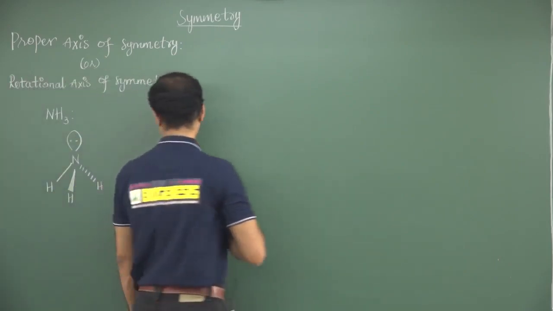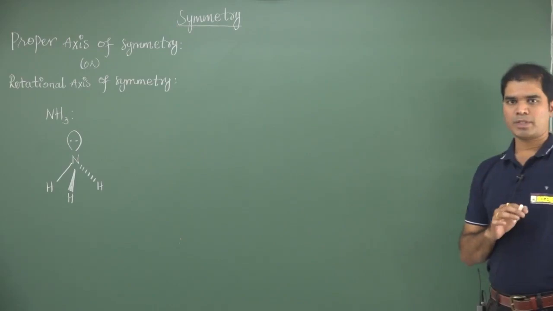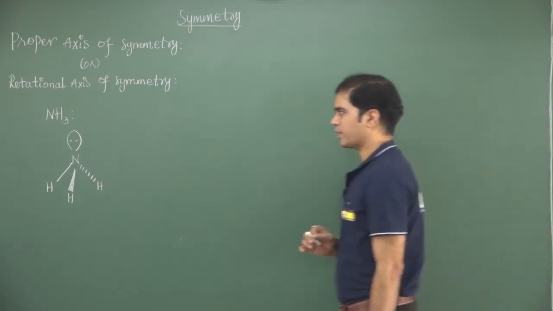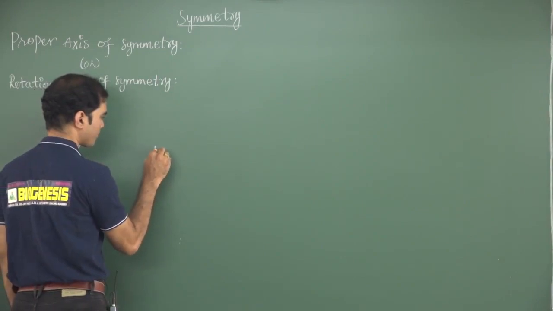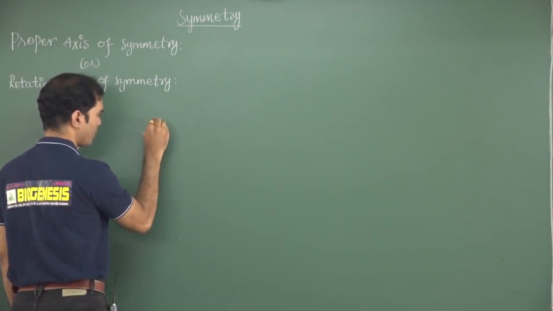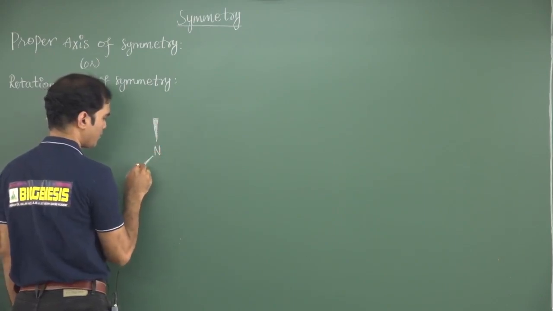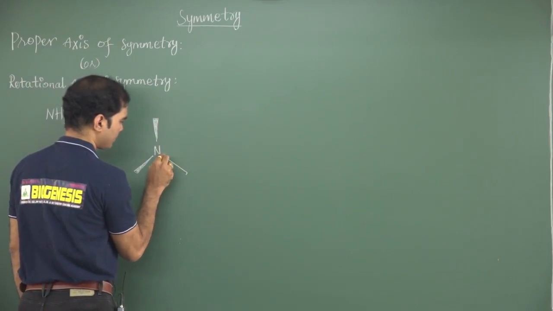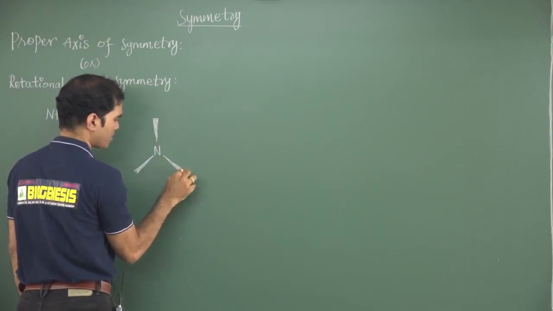I draw ammonia this way and I just try to pass the rotational axis. That may look difficult for some students. So for convenience, let us put ammonia in a different way. Hold ammonia in such a way that all the three hydrogens are facing towards you or they are facing away from you. That is a convenient way to understand the symmetry elements.